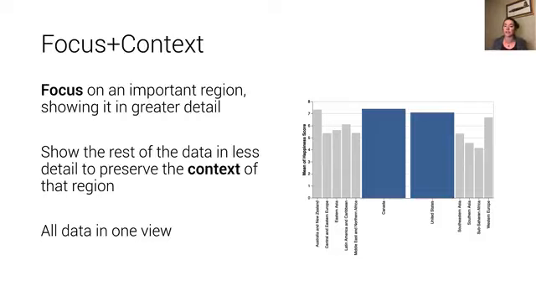For example, if I wanted to drill down into the data for North America in this bar chart, I might show the bars for North America here in more detail, maybe make them a different color so I know that I'm looking at a specific subset of the data, but I still retain the aggregated bars from all the other regions of the world on the outside.